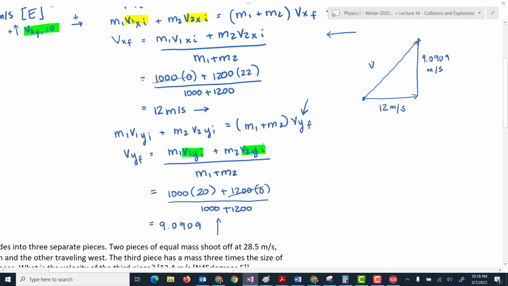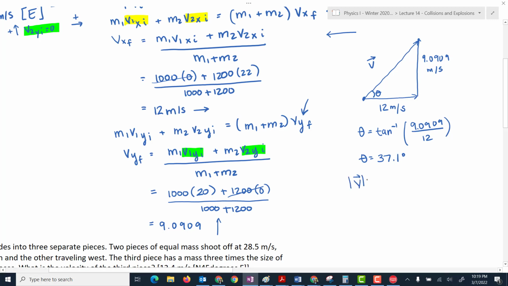So this is my velocity vector. Okay, so it goes in a certain direction. This is the direction that it goes in. So I can find the direction first. Theta, so I would say tan theta equals opposite over adjacent, and then theta equals the tan inverse of the opposite side, which is 9.0909 over the adjacent 12. And I'll type this into my calculator. Tan inverse of 9.0909 over 12, and I get 37.1 degrees.